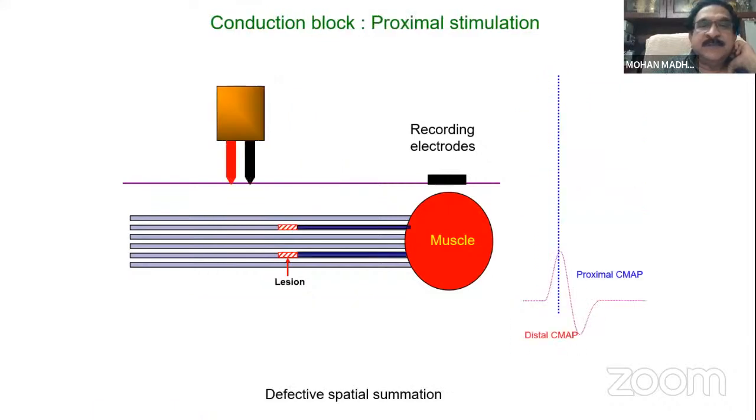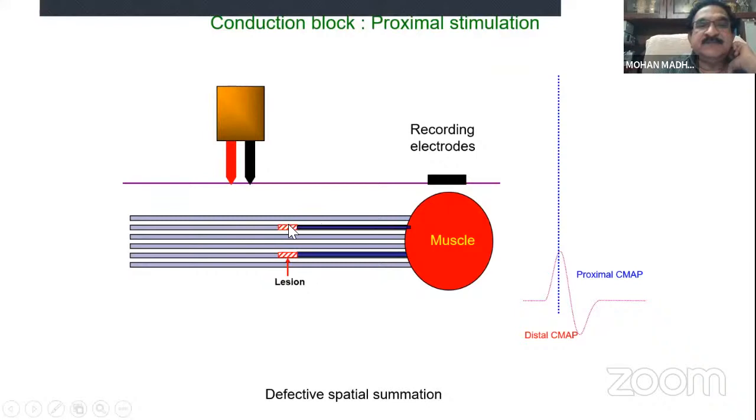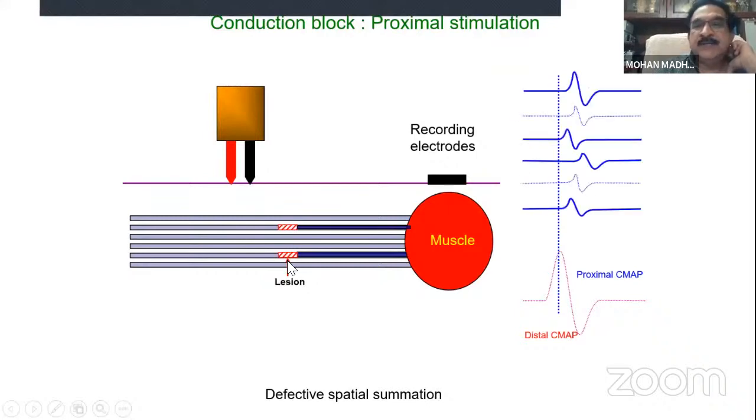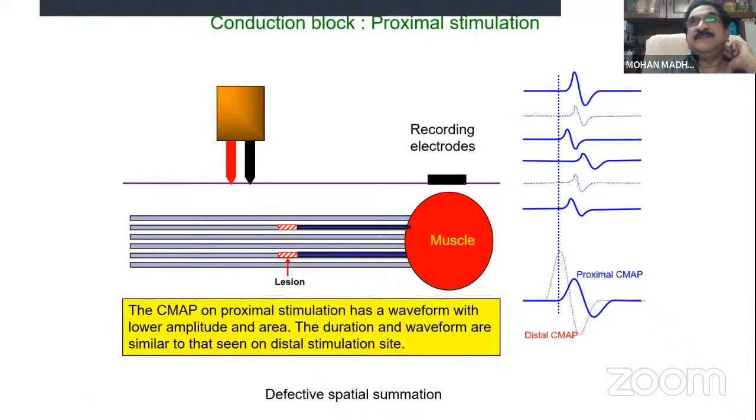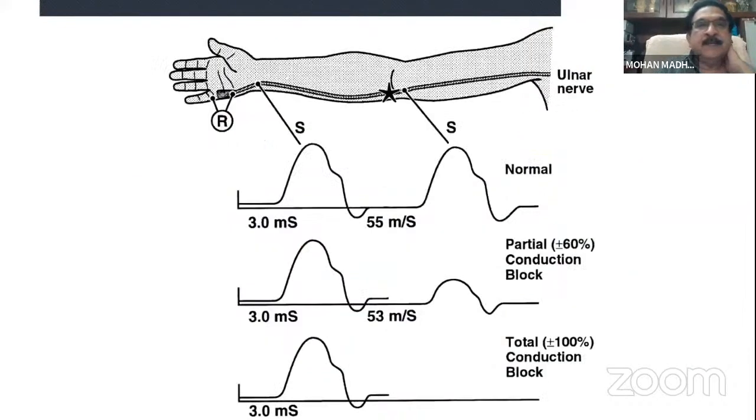If you stimulate proximally, what happens? These two nerve fibers are not transmitting impulses because they are blocked there. You get a decreased amplitude on proximal stimulation, and that is the classical conduction block. But for that, mind you, stimulation should be distal to the block once and proximal to the block. Then only you get the classical physiological feature of a conduction block.